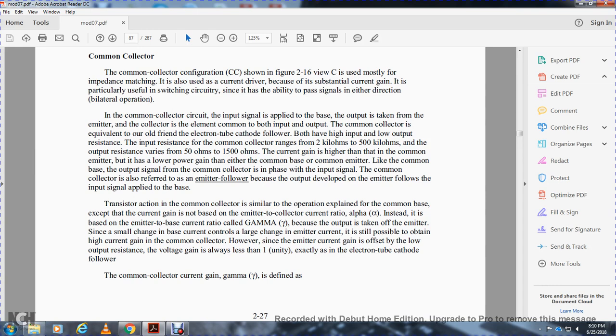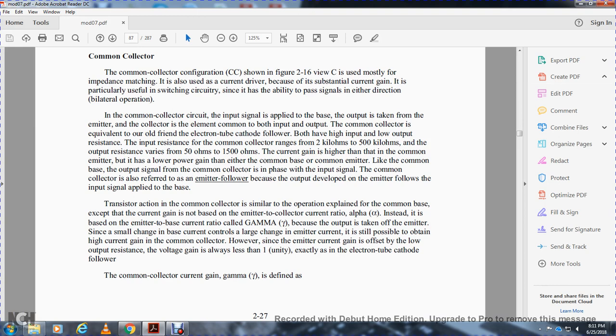applied to the base. The transistor action of the common collector is similar to the operation explained with the common base, except the current gain is not based on the emitter-collector current ratio alpha. Instead, it is based on the emitter-base current ratio called gamma, represented by the Greek symbol gamma. Because the output is taken from the emitter, and a small change at the base controls a large change at the emitter, it is possible to obtain high current gain in the common collector. However, since the emitter current gain is offset by the low output resistance, the voltage gain is less than 1, or unity, much like the electron tube cathode follower.